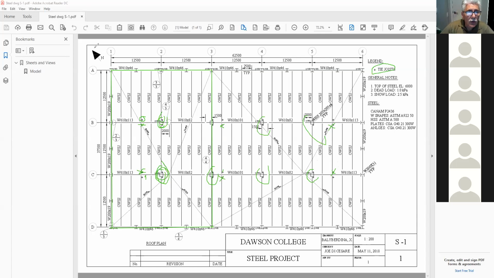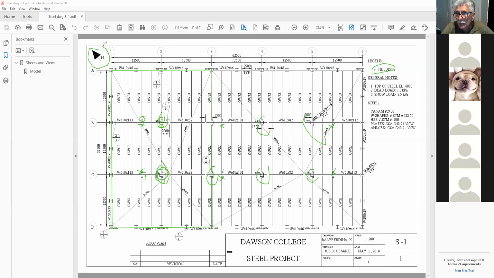Okay, don't forget your north arrow. You should always have a north arrow on your drawing, and you should always orient the north of your drawing towards the upper side of your paper. That's good drawing practice.